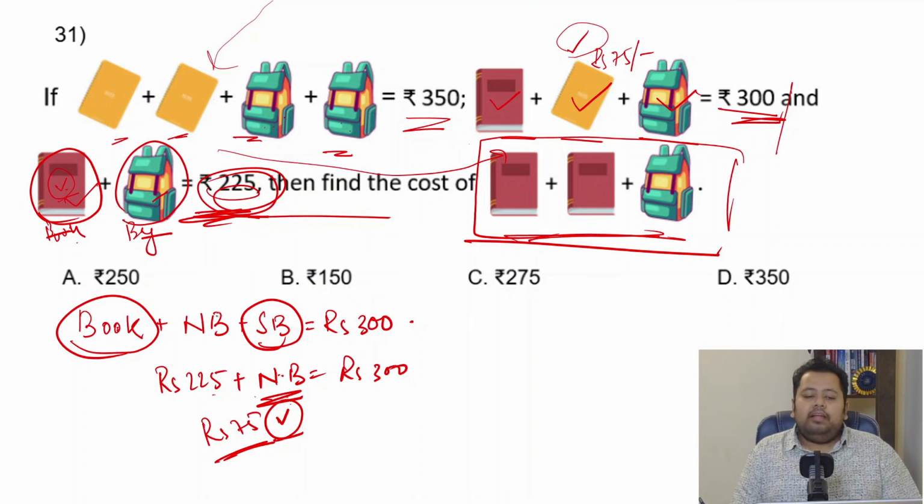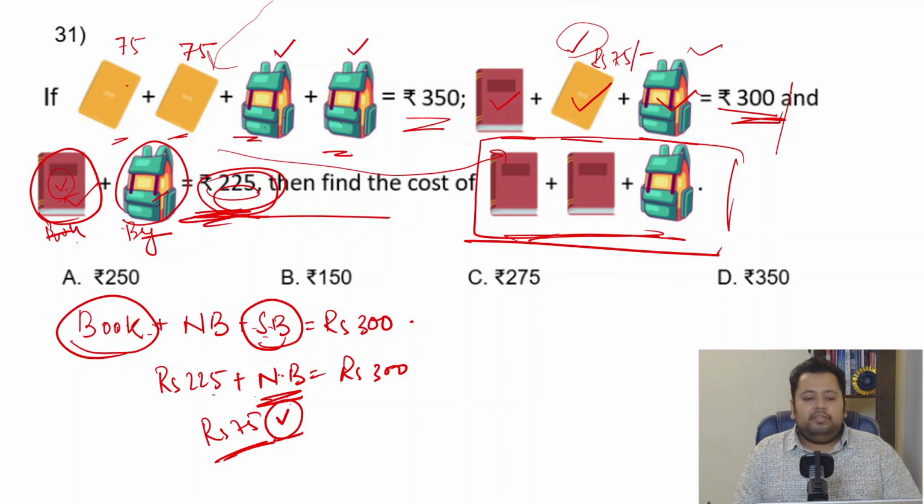So from there we can find out the price of notebook, right? If this 2 is 225, what should be added to 225 that this becomes 300? Obviously 75. So this is 75 rupees. Correct? Easy. Now if this is 75, right? Then we can find out this.